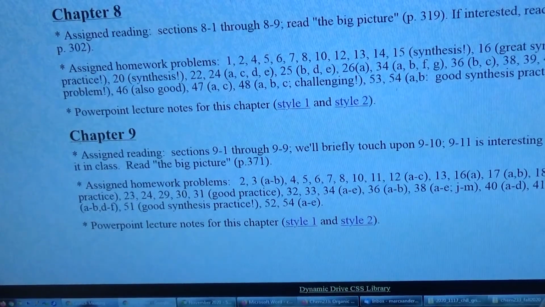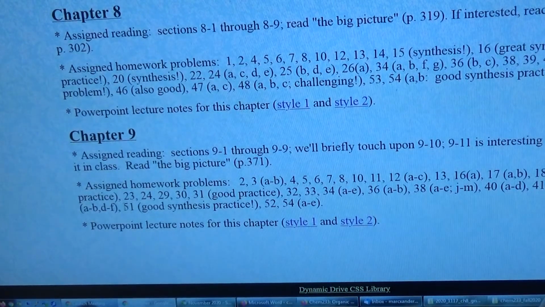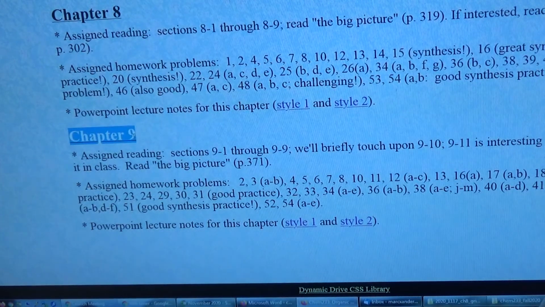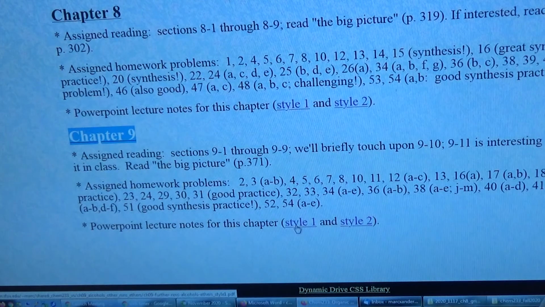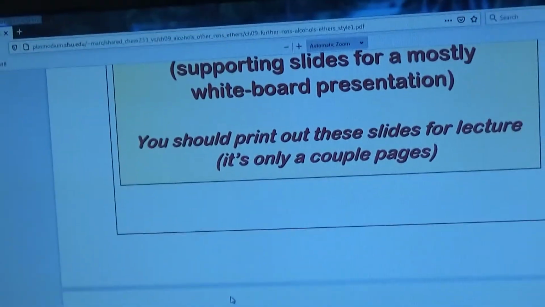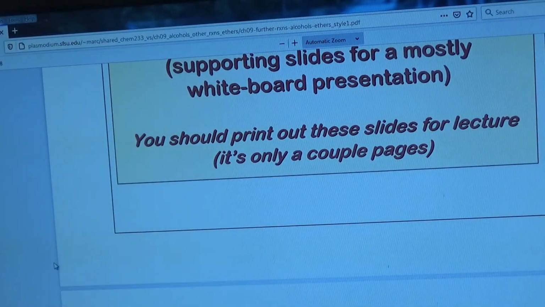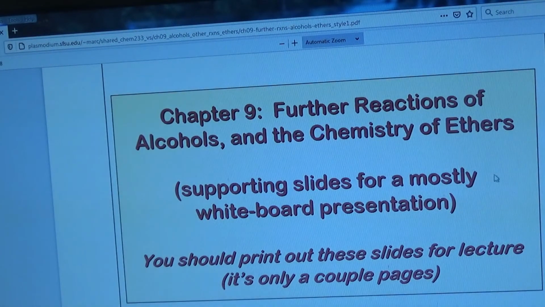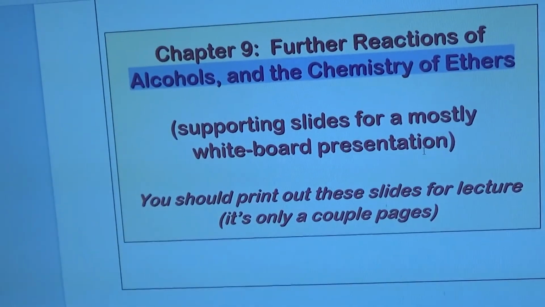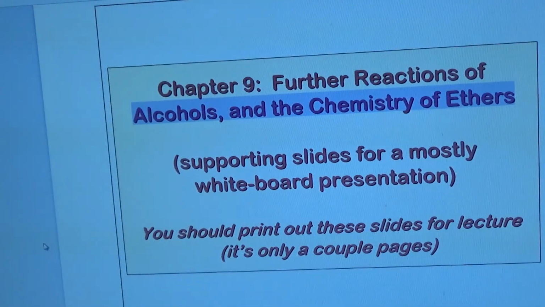Alright, so this is on the chapter 9 stuff on the website. I gotta post the chapter 11 stuff next. We're skipping chapter 10. But for chapter 9 we go to the little PowerPoint, and here we are. It's the further reactions of alcohols and chemistry of ethers, and these are supporting slides for the mostly whiteboard presentation. So I always print these out and put them in your notes or whatever.